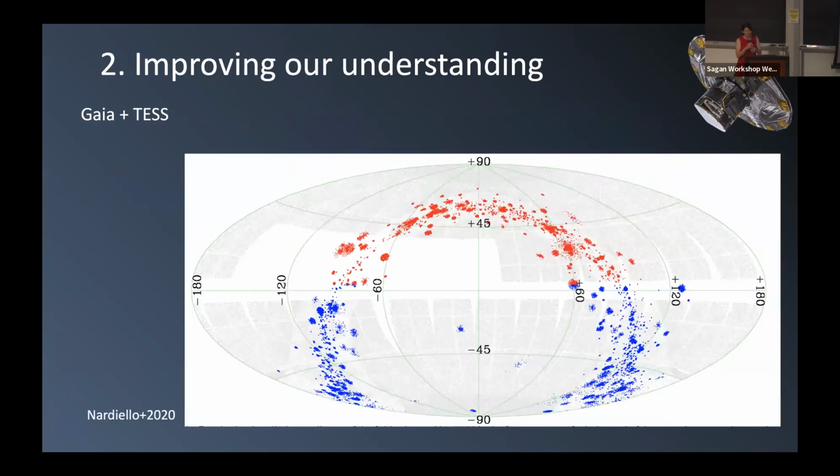Okay, let's get to TESS. So you saw something very similar to this in Melissa's talk this morning. What was it? What are all of those? Clusters. Yes. This looks different. Does anyone know why?